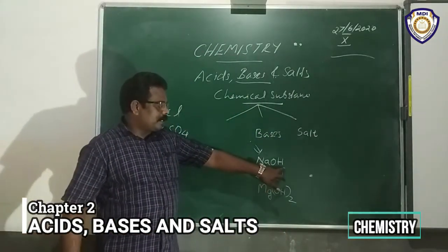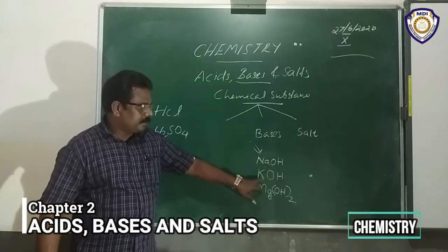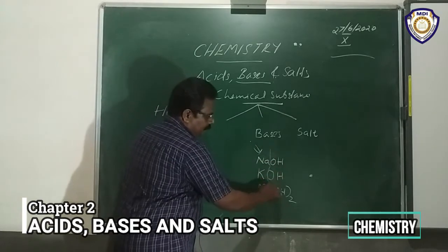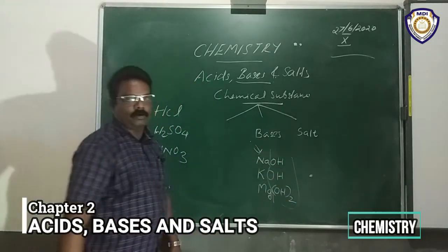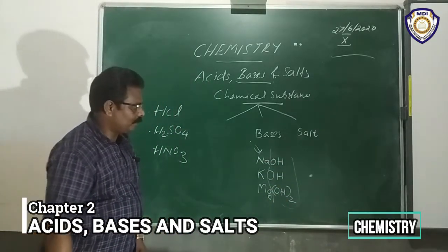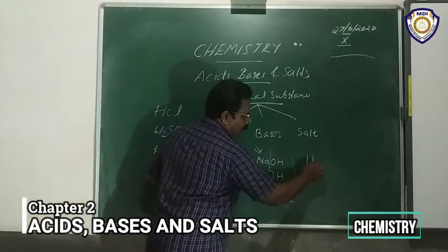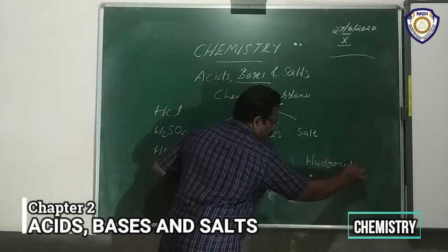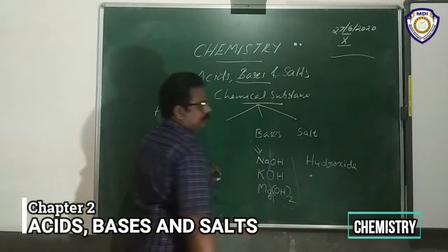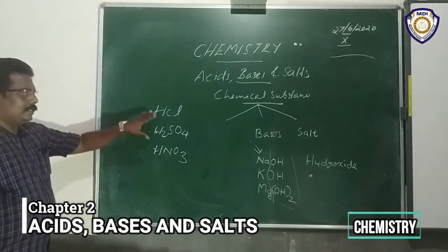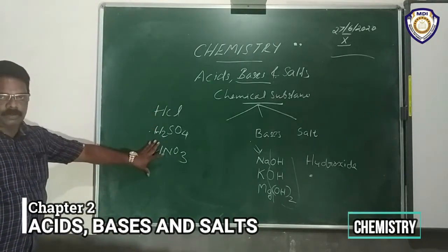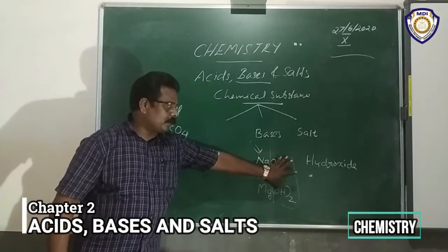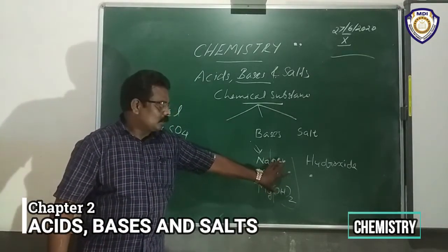In the case of bases, what is that? NaOH, KOH, Mg(OH)2. These possess the OH group as a common one. This OH group is called hydroxide ion. So acids possess H plus ions or hydrogen ions in common. Bases possess the hydroxide ion or OH group as a common ion.